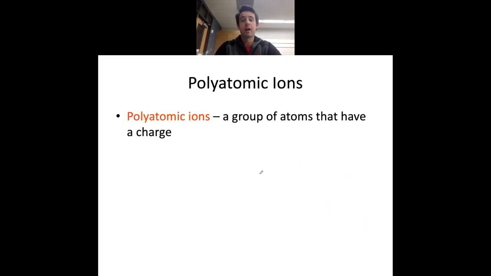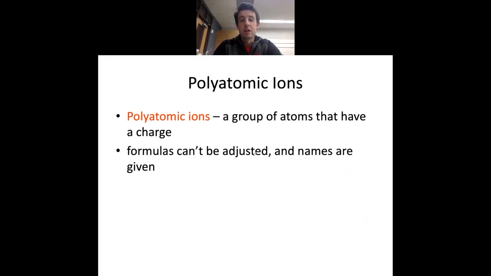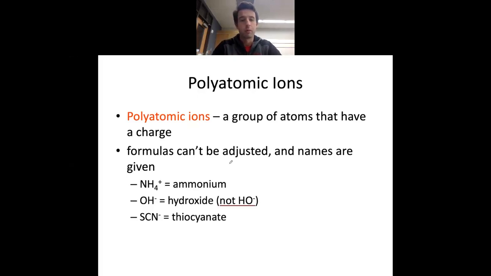Okay, polyatomic ions are a group of atoms that have a charge. That's a definition worth writing down. The formulas can't be adjusted. The names are just given. So if you have something like NO3, you can't change that to NO2 just because NO3 is called nitrate. NO2 is a different polyatomic ion, for example. And here are 3 examples of different polyatomic ions that you're going to need to know.